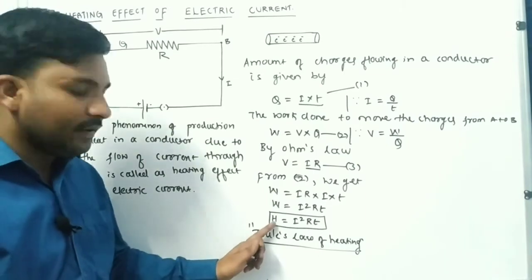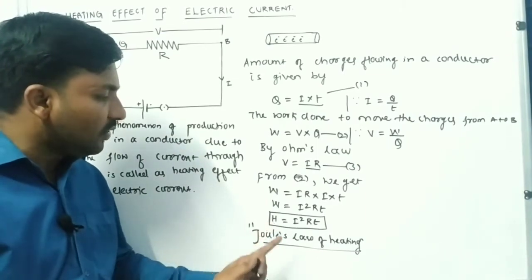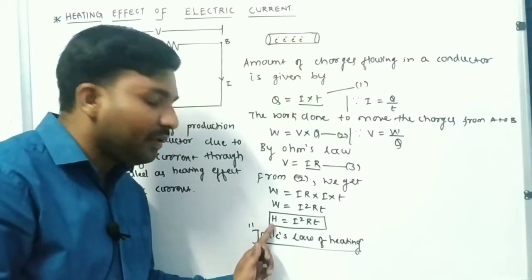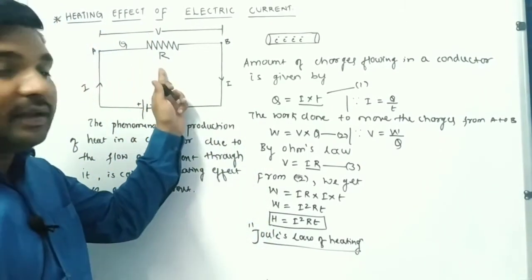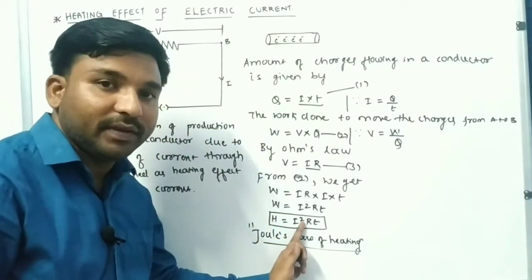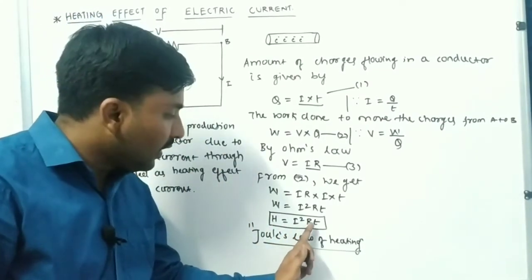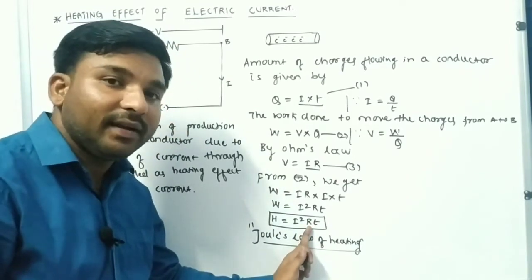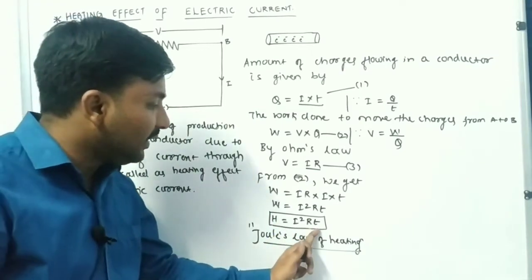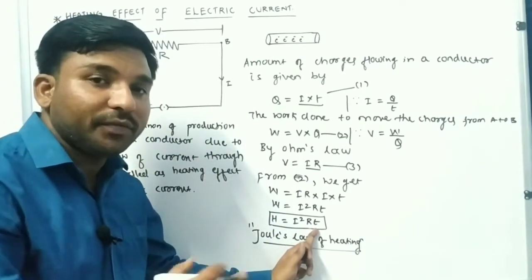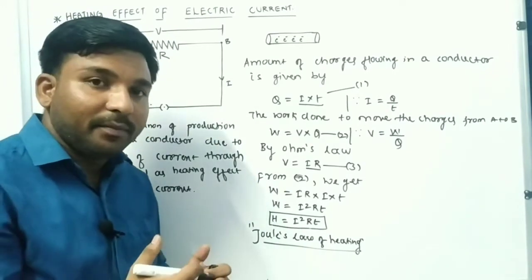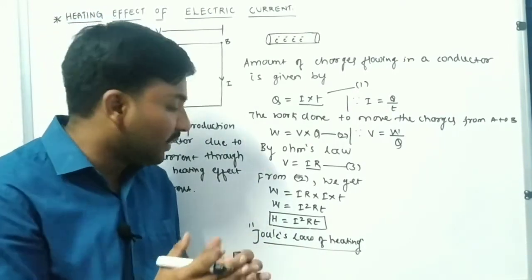Now, see here. Joule's law of heating states that the heat produced in a conductor is directly proportional to the square of the current, directly proportional to the resistance of the conductor, and directly proportional to the time for which the current is passed. Let me simplify it in a simpler way.